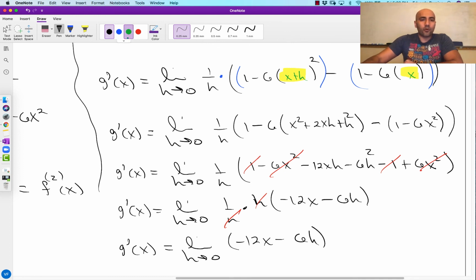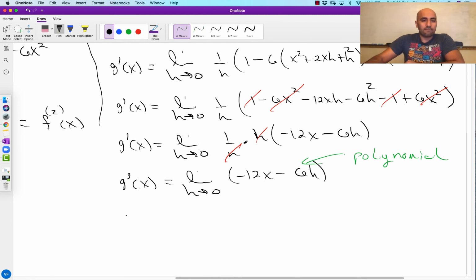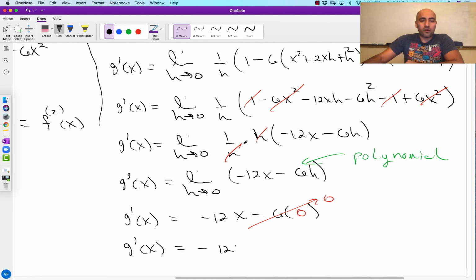And finally, we get to a point where this is a polynomial. And we know from our work with limits that the limit of a polynomial is equivalent to just evaluating that polynomial at our limit value. So we can conclude that g prime of x is equal to negative 12x minus 6 times blank. That blank is going to be a 0. So the whole thing becomes 0. And so our final answer is just going to be g prime of x equals negative 12x.